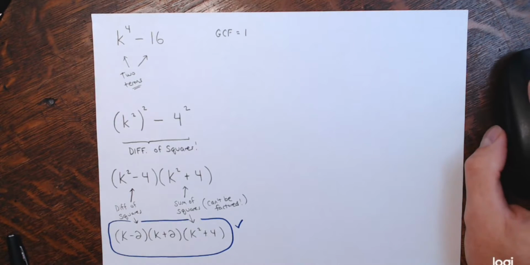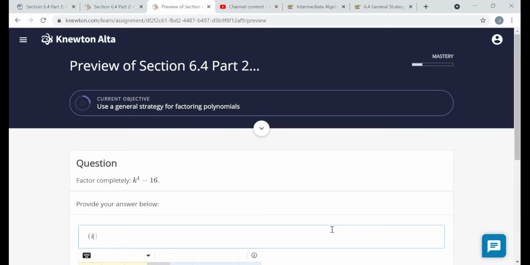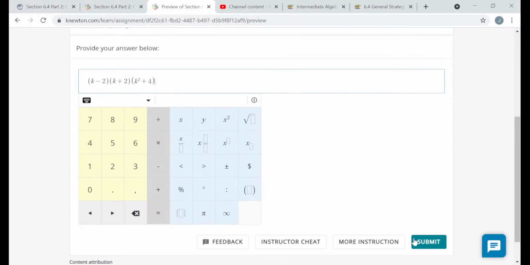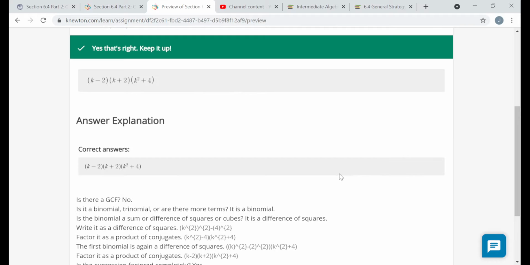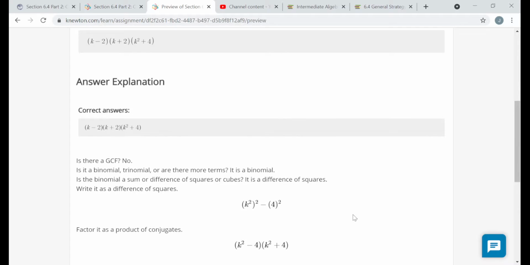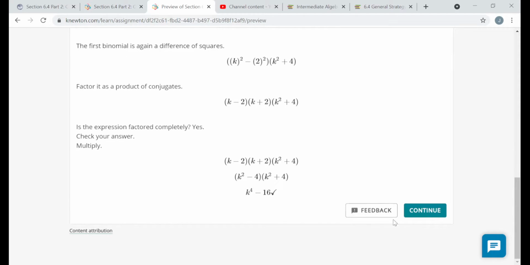All right, so now I'm going to type those three factors in. And again, be careful to use the same letters. Don't use x all the time. We have k minus 2, k plus 2, and then k squared plus 4 as the three factors of that product. All right, great. And again, please read the answer explanations, where they're going through the questions you should be asking yourself, and then of course checking the answer at the end.